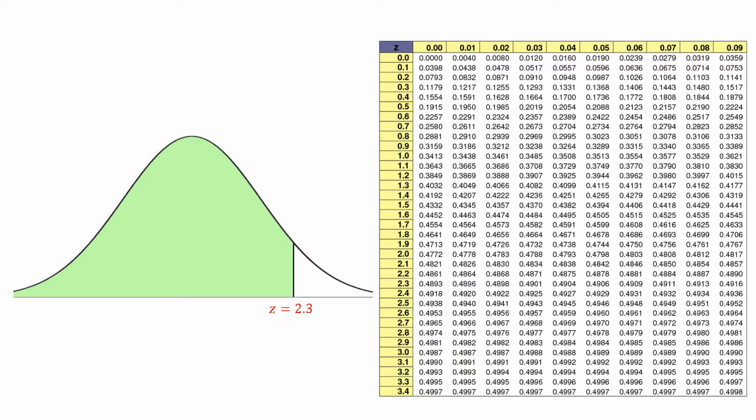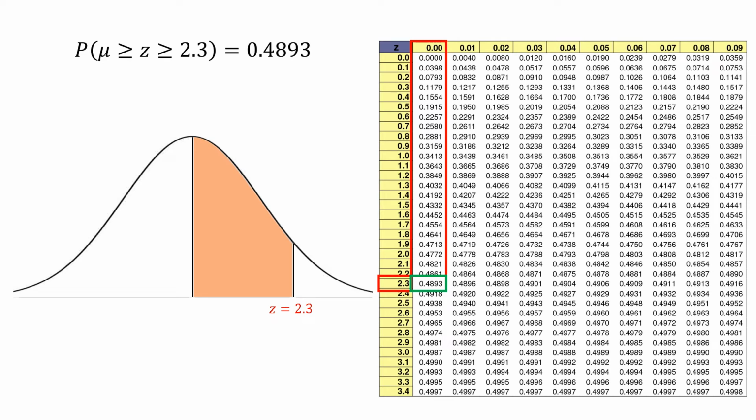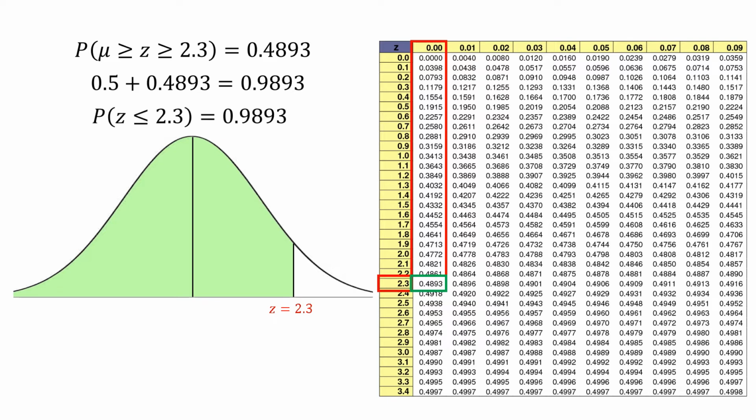Now, if we are asked to find the area to the left of a z-score greater than the mean, like z equals 2.3, first, we have to determine its area from the mean. According to the table, that is 0.4893. Then, add the area below the mean, which is 0.5. Thus, we have 0.9893 as the area of the whole region below the z-score.